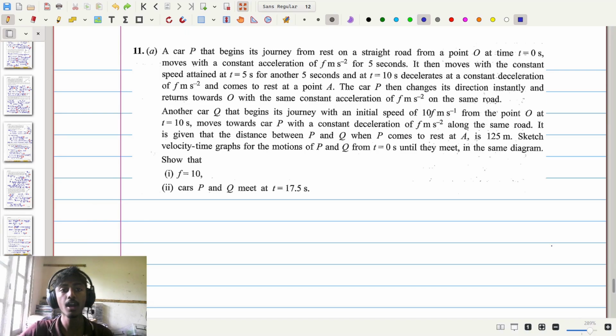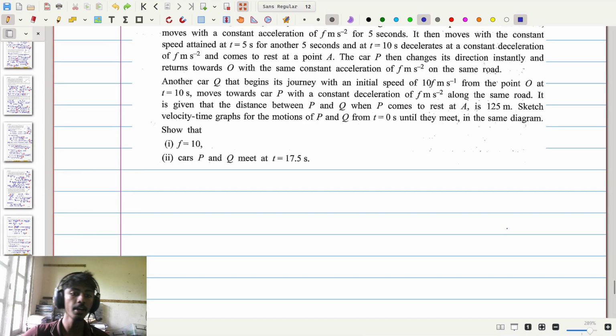The question says, a car P that begins its journey from rest on a straight road from a point O at time t equals 0 seconds moves with a constant acceleration of f meter per second squared for 5 seconds. After this, it then moves with the constant speed that is attained at t equals 5 seconds for another 5 seconds, and at t equals 10 seconds starts to decelerate at a constant deceleration of f meter per second squared, and finally comes to rest at point A. The car P then changes direction instantly and starts to return towards the point O with the same constant acceleration of f meter per second squared on the same road.